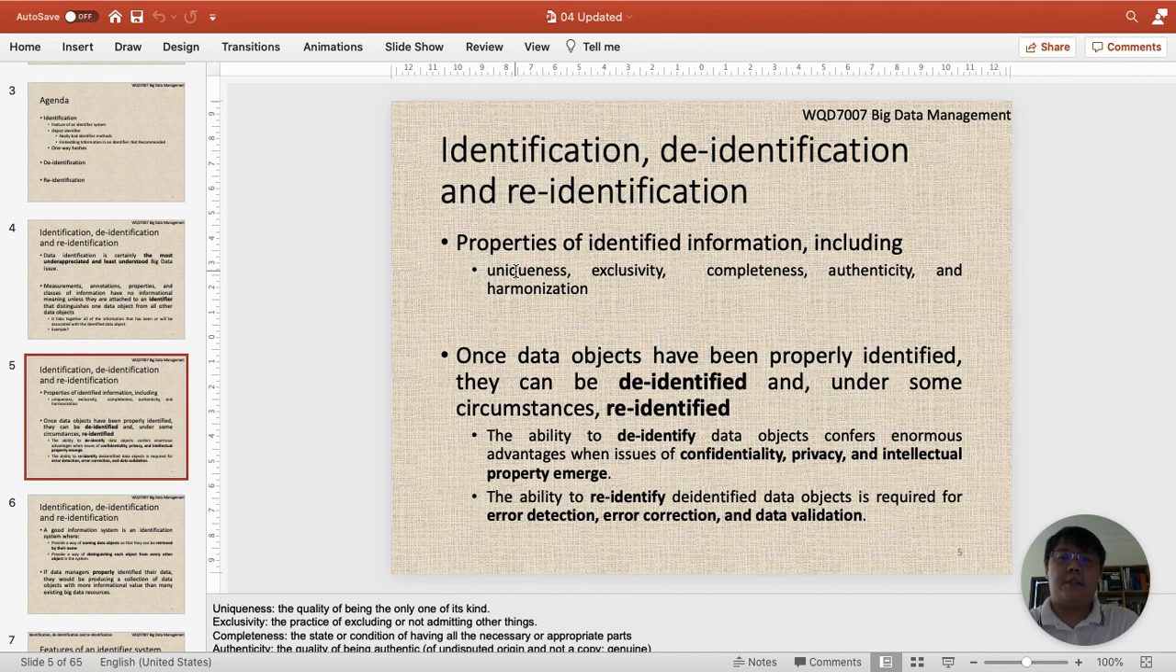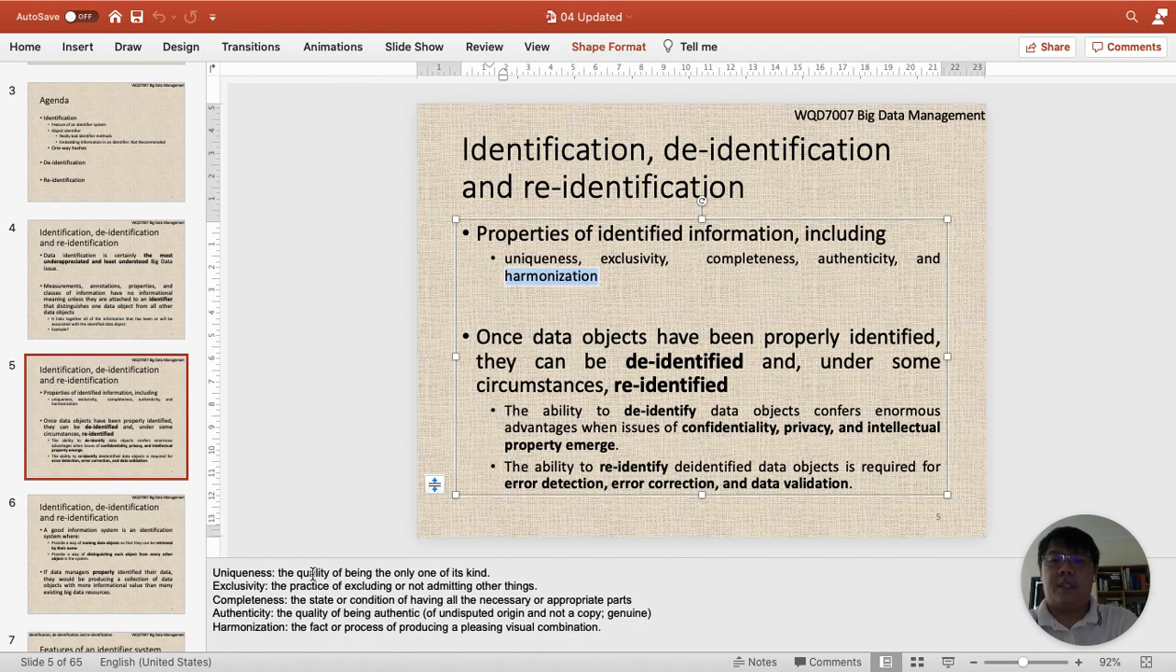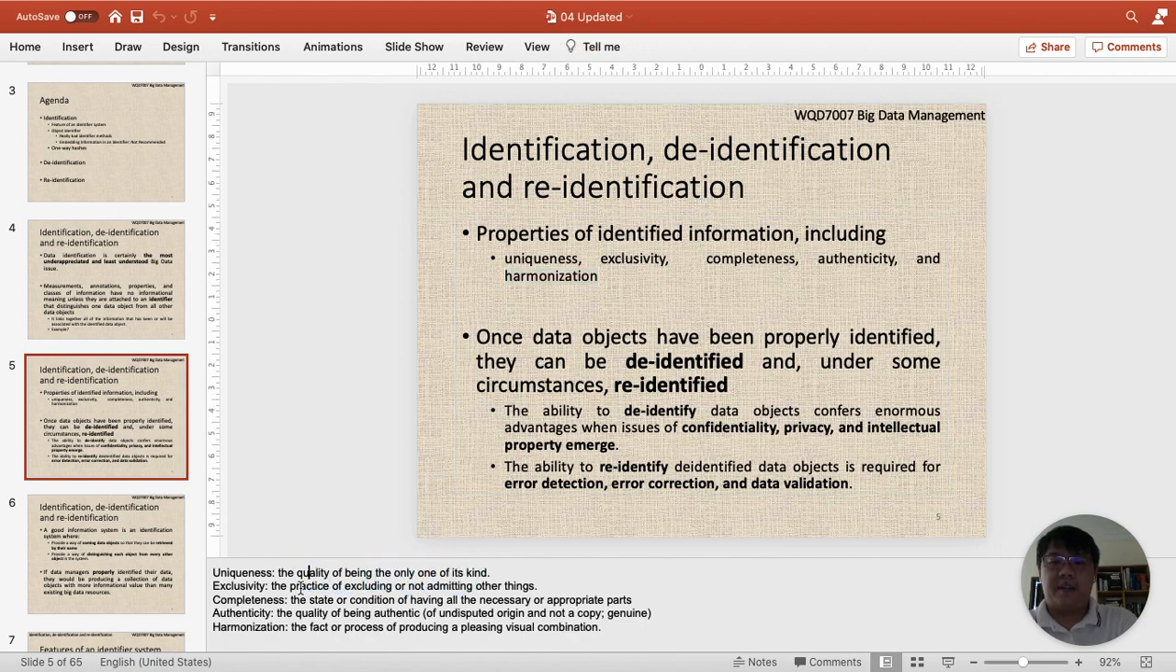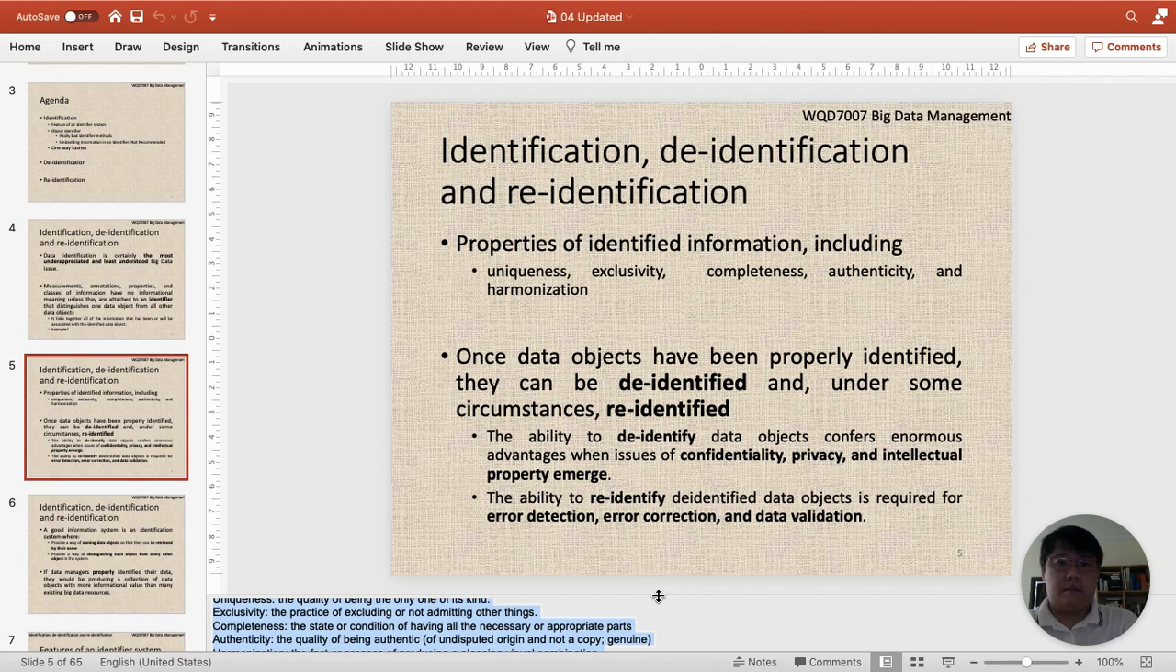And properties of identifier information include uniqueness, exclusivity, completeness, authenticity, and harmonization, where further explanation is over here. Uniqueness is the quality of being one of its kind, and exclusivity is the practice of excluding or not admitting other things. So these are a bit more details about the properties of that particular identifier, but we will have a more in-depth explanation a few slides later. This one is just giving you some examples.